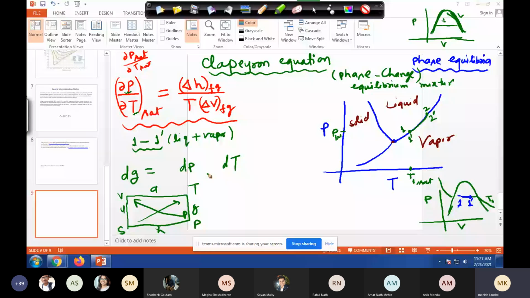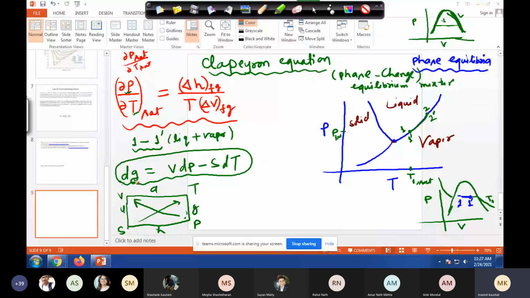The arrow is going from P, so that's fine. And for T, the arrow is coming towards T, so there is a minus sign. Okay, fine. Minus S dT plus V dP. Fine.